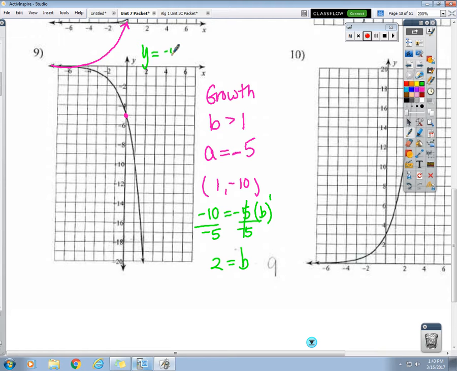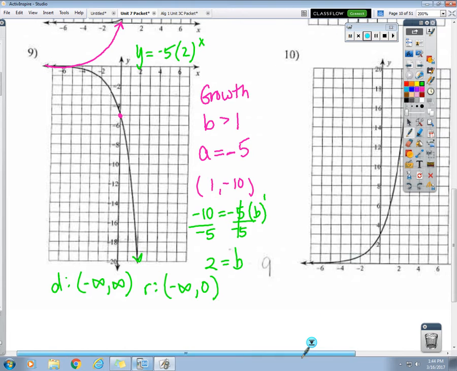So now you have everything you need to write your equation. Y equals a times b to the x. So the domain is correct, and that's what it is for any exponential equation. And the range this time is correct. You can go down forever, but you can only go up to where the asymptote is, and since it flattens out right there, it must be a 0.